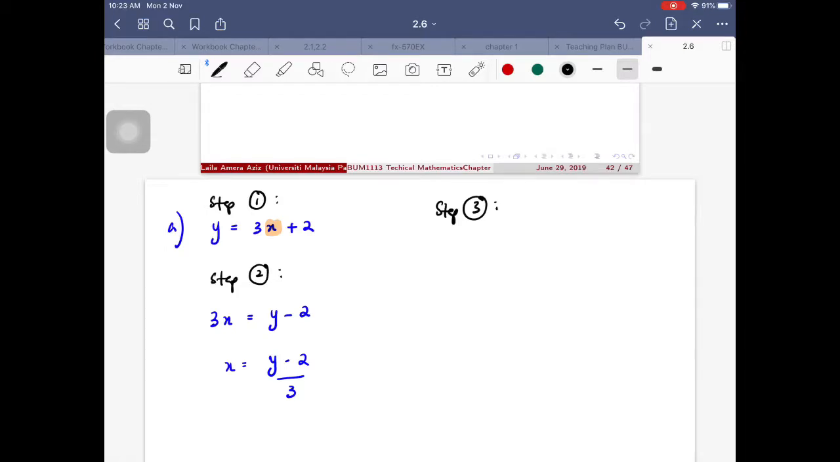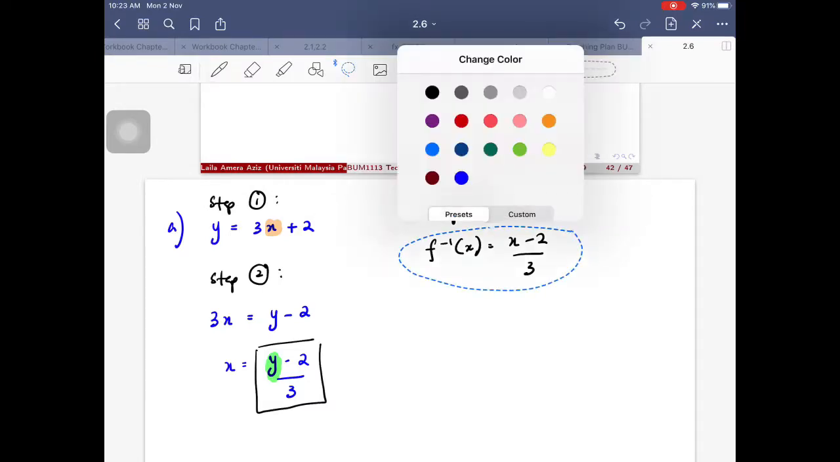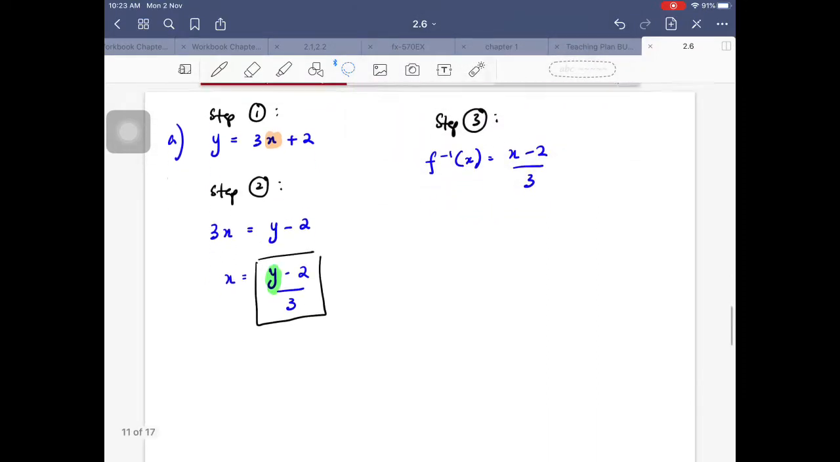Okay, so I'm going to make this whole thing on the right hand side in terms of x. So I'm going to write f inverse of x. Now all I have to do is replace the y by x. So it's going to equal x minus 2 over 3. That will be step number 3. That's it. Okay, and let me change the color of this. It should have been in this blue. That is going to be our first example.